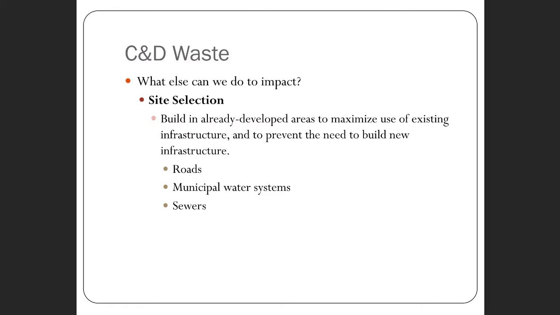Again, what are some things we can do to minimize C&D waste? We can think about where we're actually building. We want to build in an area that's already developed, so we can reuse or maximize the use of existing infrastructure, and prevent us from having to build new infrastructure, new roads and sewer systems and electric lines. When we build in areas that are already developed, in brownfield sites as opposed to greenfield sites, we reduce the need to build all this new infrastructure.